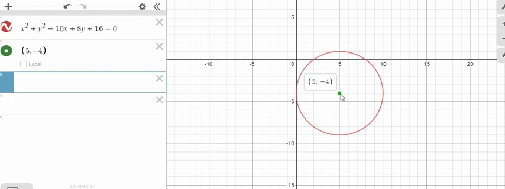So from this green dot out here is 1, 2, 3, 4, 5. So that's good. And then from the center up is 1, 2, 3, 4, 5. Cool. From the center over to the left, 1, 2, 3, 4, 5. Awesome. I'm just counting the lines. And then from the center down, 1, 2, 3, 4, 5. So they're all 5. So that's the center of my circle, and the radius is 5.